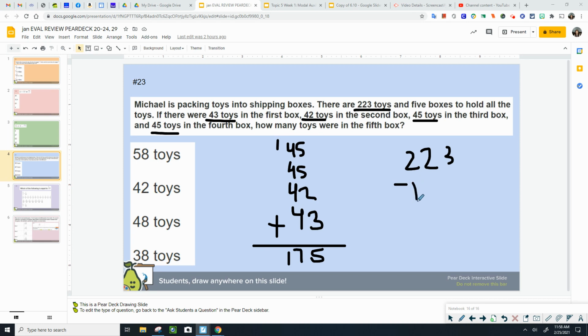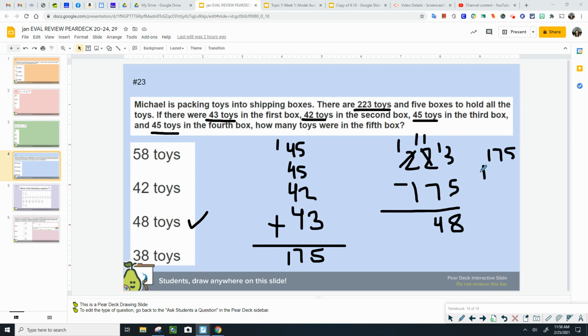223 minus 175. When I do that subtraction, I can't do 3 minus 5, so I borrow. That goes down to a 1. 13 minus 5 is 8. I cannot say 1 minus 7, so I borrow. That becomes an 11. 11 minus 7 is 4. There are 48 toys left over. To check this, add up your 175 and your 48.